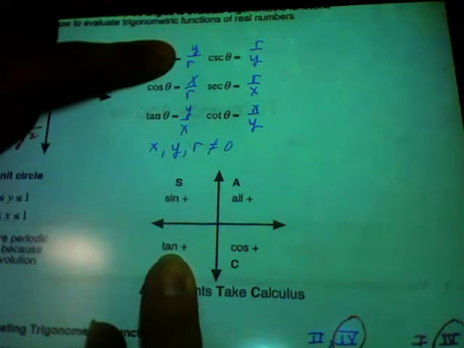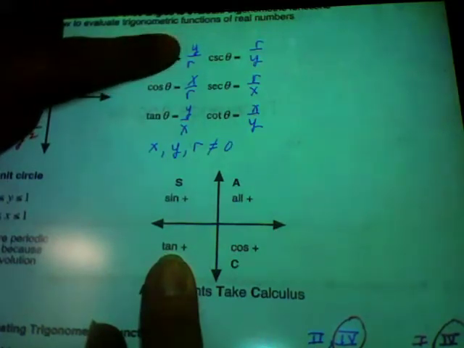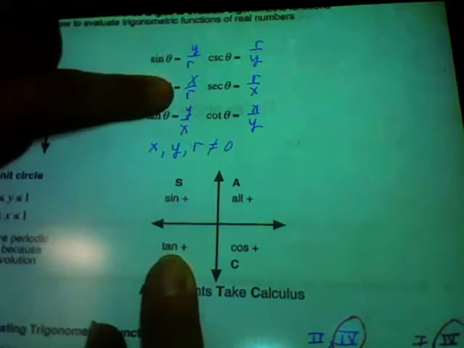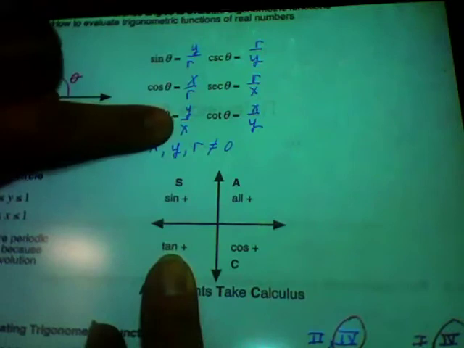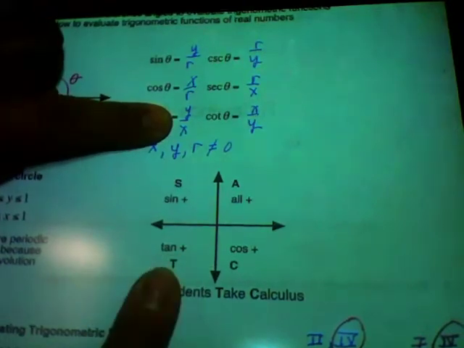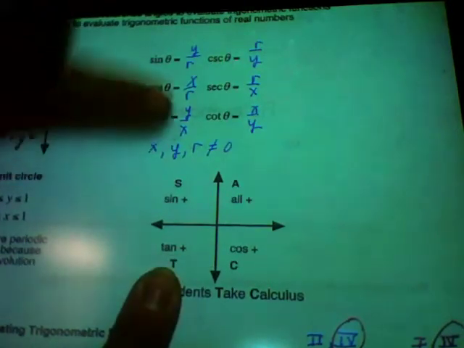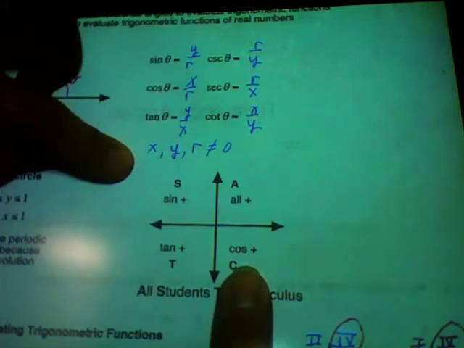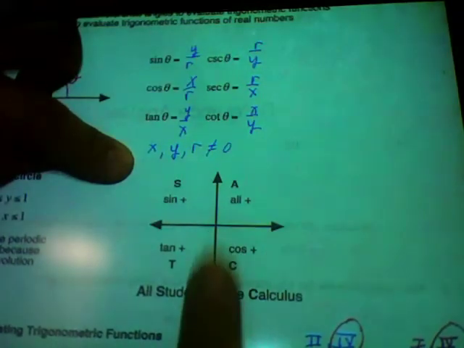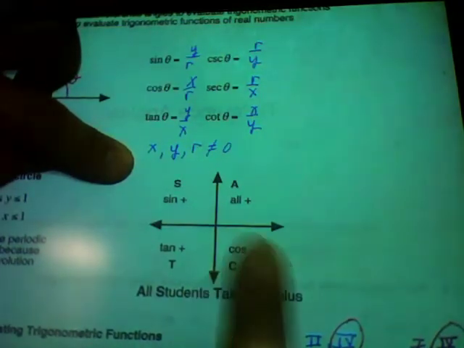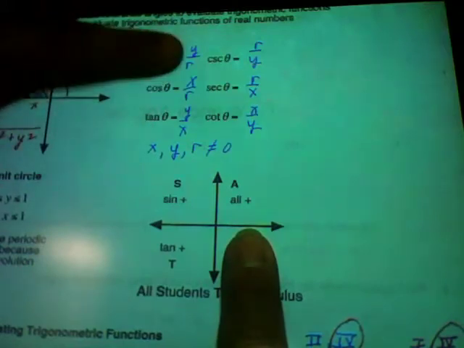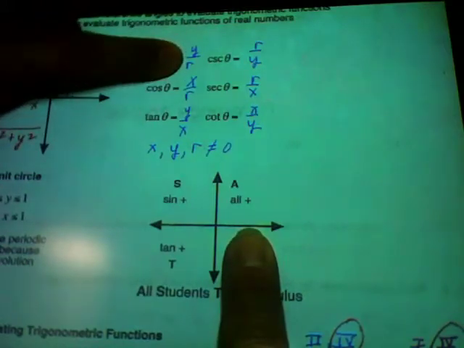and r is always positive, right? Won't this be negative? Because y is negative. Won't this be negative? Because x is negative. If x and y are both negative, won't that be positive? That's why tangent is positive here. Okay? Do the same thing for the fourth quadrant. This time though, x is positive and y is negative. Right? So if x is positive, y is negative. This is a negative over a positive, so that's negative.